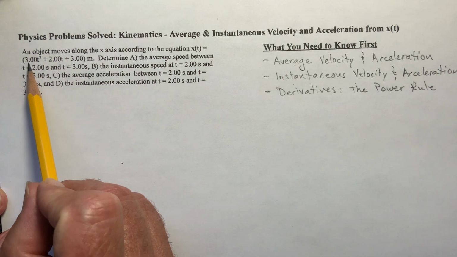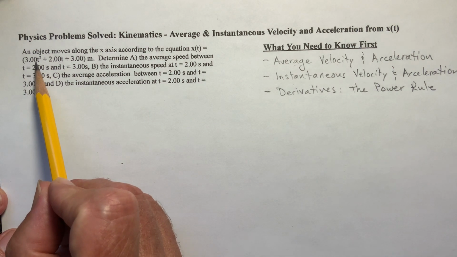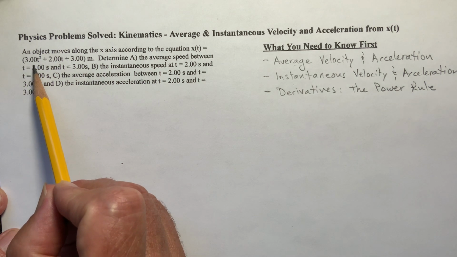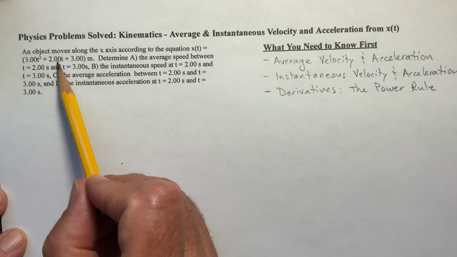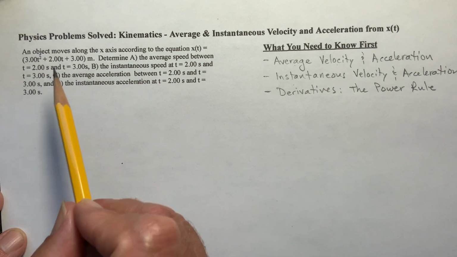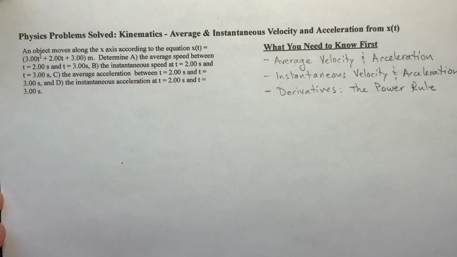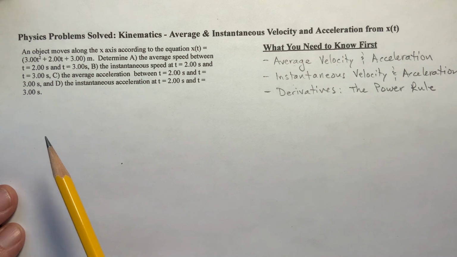I prefer these coefficients like this 3.00. It'll actually have units of meters per second squared, and this 2.00 will have meters per second, and this should just be 3 meters. But this is what was given, and so we're just going to go with it.